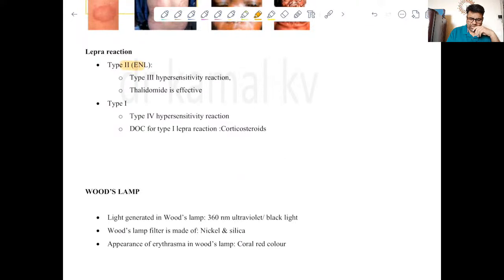Then there are 2 lepra reactions. Type 2 lepra reaction is erythema nodosum leprosum. So this is erythema nodosum leprosum, and this is actually a type 3 hypersensitivity reaction, that is immune complex deposition. Here we can give thalidomide, but again the drug of choice is steroid. Now type 1 is a type 4 hypersensitivity reaction and it needs steroids as well.